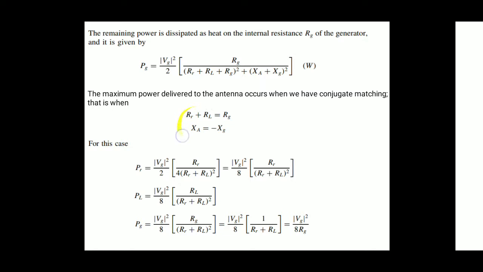So we apply this condition in the previous three power equations, and we can calculate the final equations: the power transmitted for radiation, the power dissipated by the loss resistance, and the power dissipated by the internal resistance of the generator. This is the concept of the input impedance of the antenna.